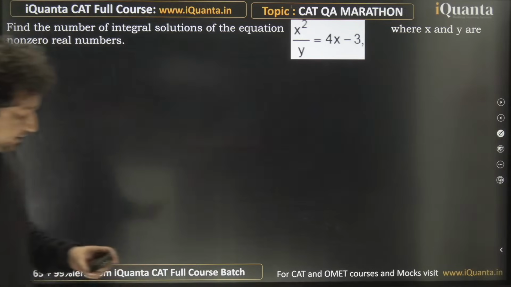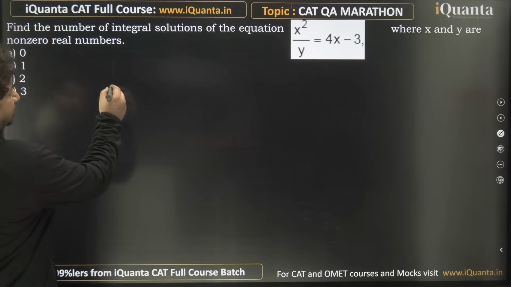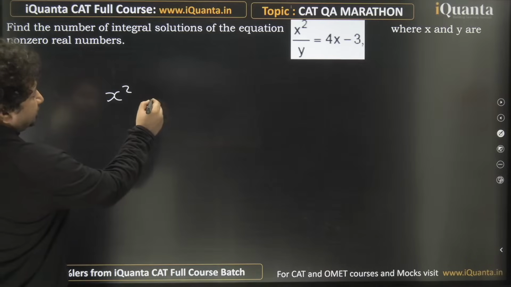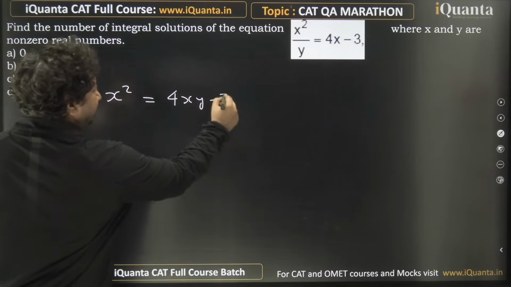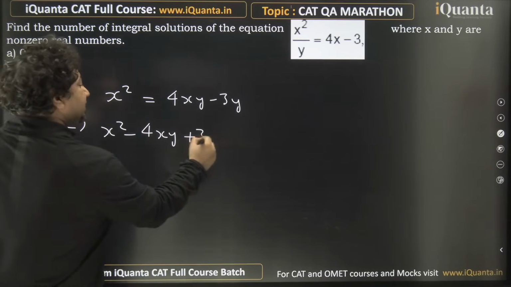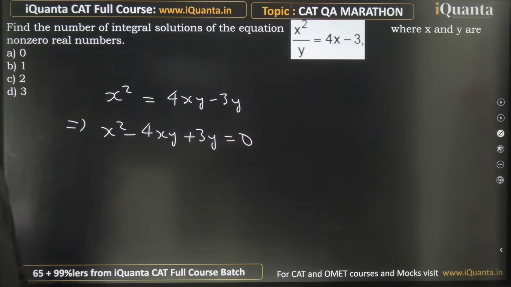You like this question? Is it a nice question? I can just write it as X square is equal to 4xy minus 3y, and this will be x square minus 4xy plus 3y is equal to 0. I somehow think that this is going to be the best question of today.